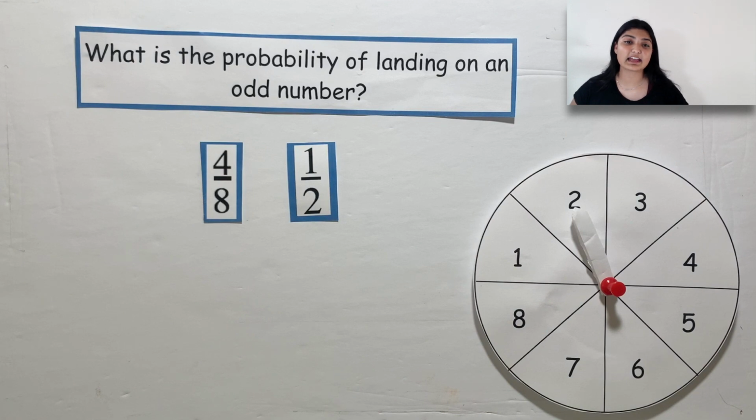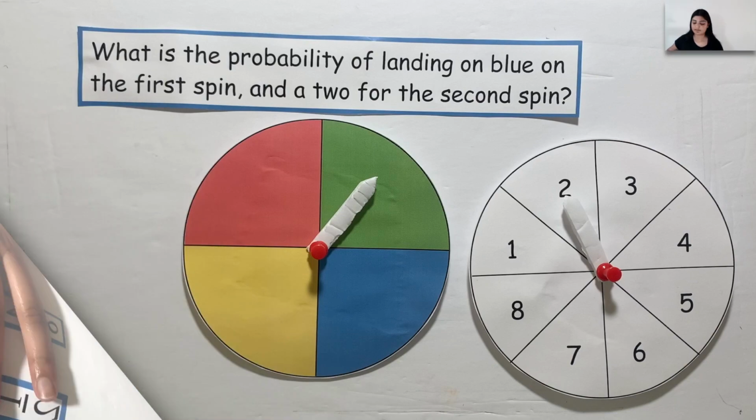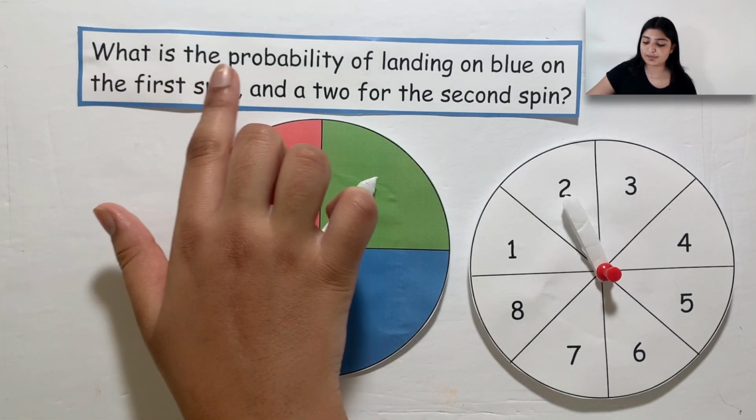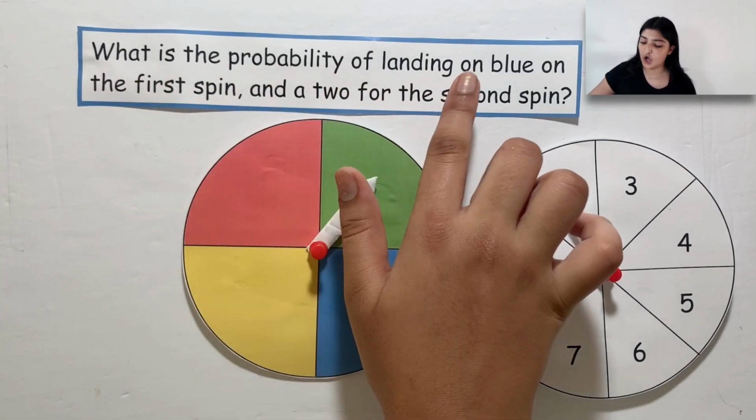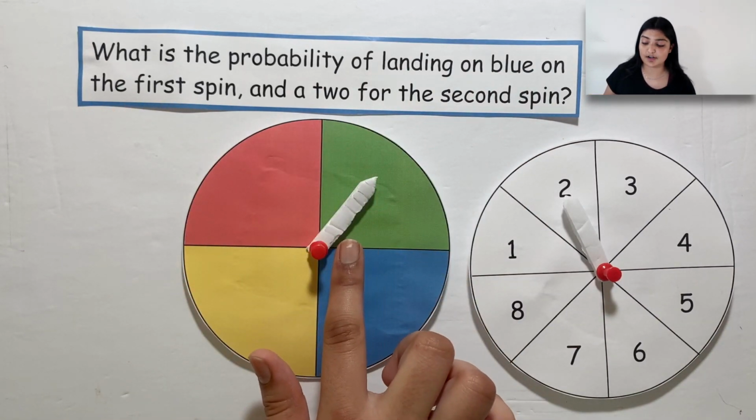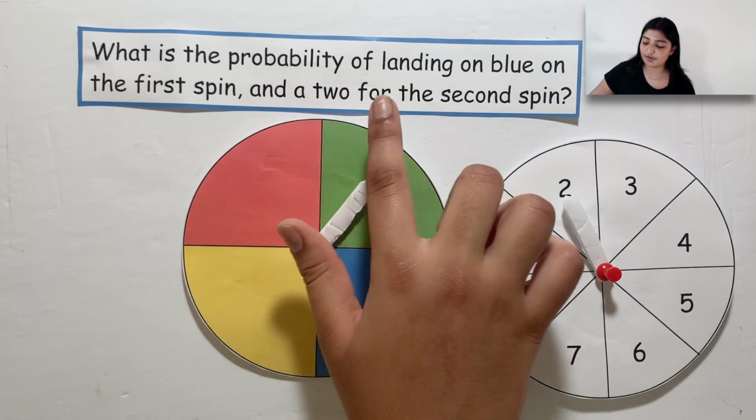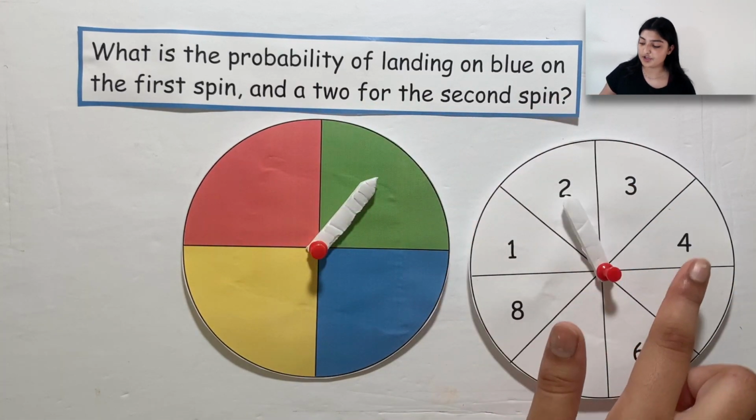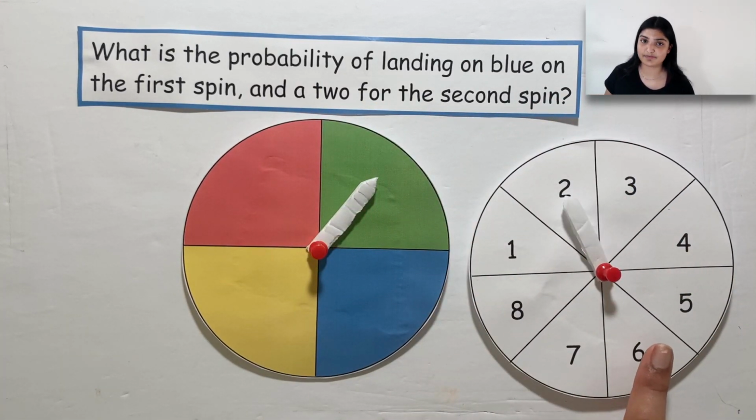Finally, let's take a last example using both of these spinners. What is the probability of landing on blue on the first spin using this colored spinner, and a 2 for the second spin using this numbered spinner?